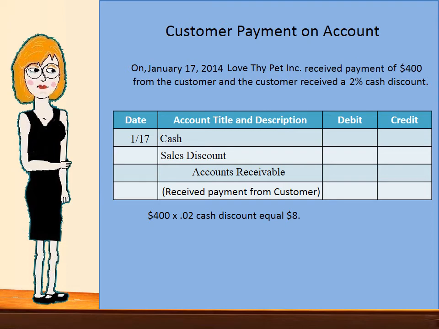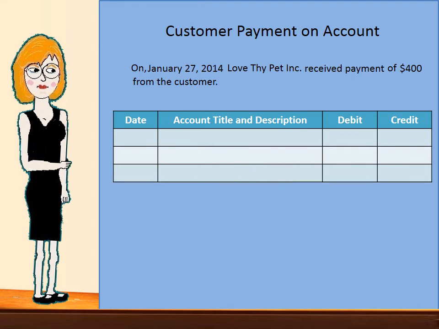$400 times 2% is $8. And we'll start with the $400 to remove it from the accounts receivable, and then we will debit the sales discounts, which will increase that by $8. This is also a contra revenue account. And then the difference between the $400 minus the $8 will be the $392 that we receive in cash from the customer. This is how we record when they pay within the discount period.